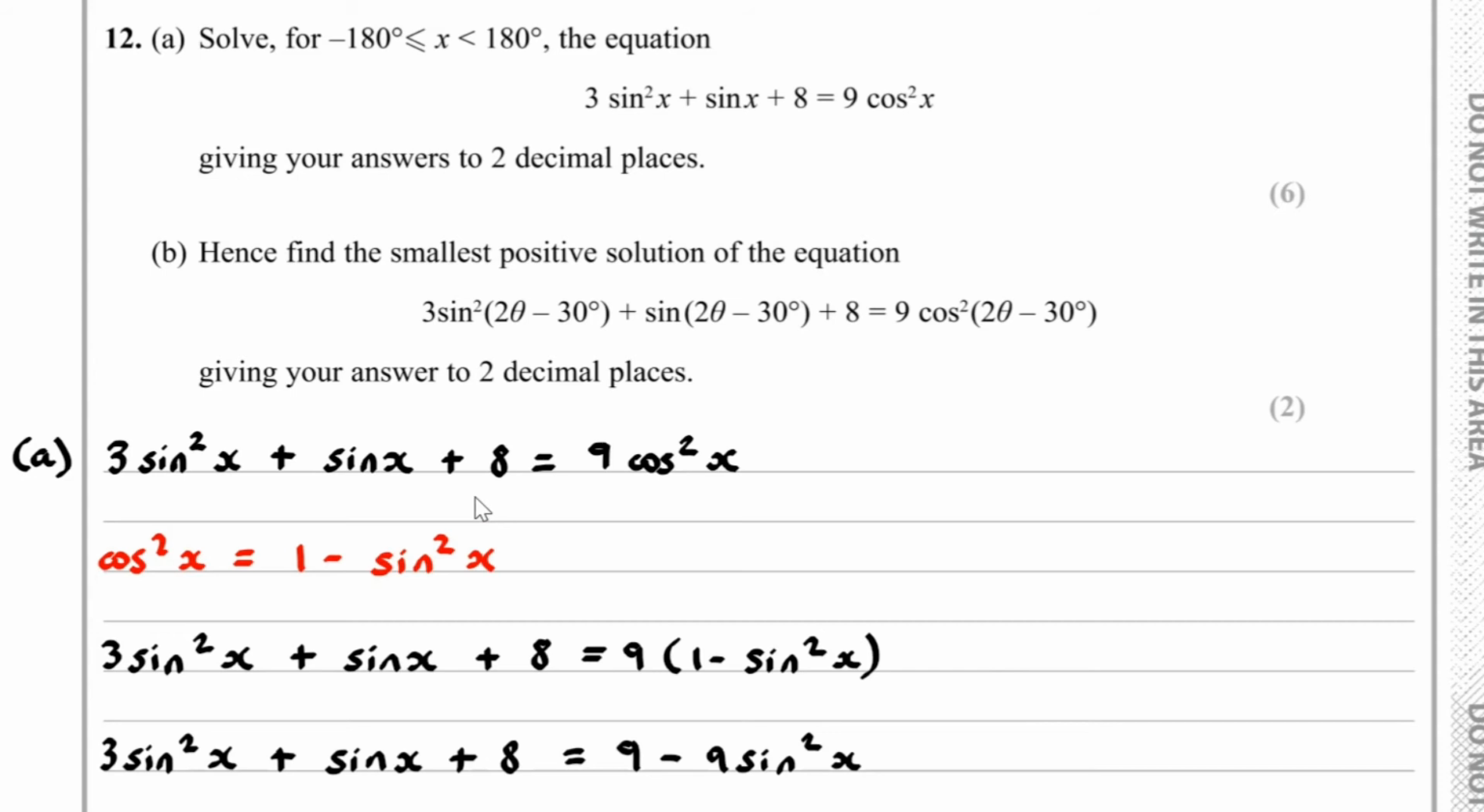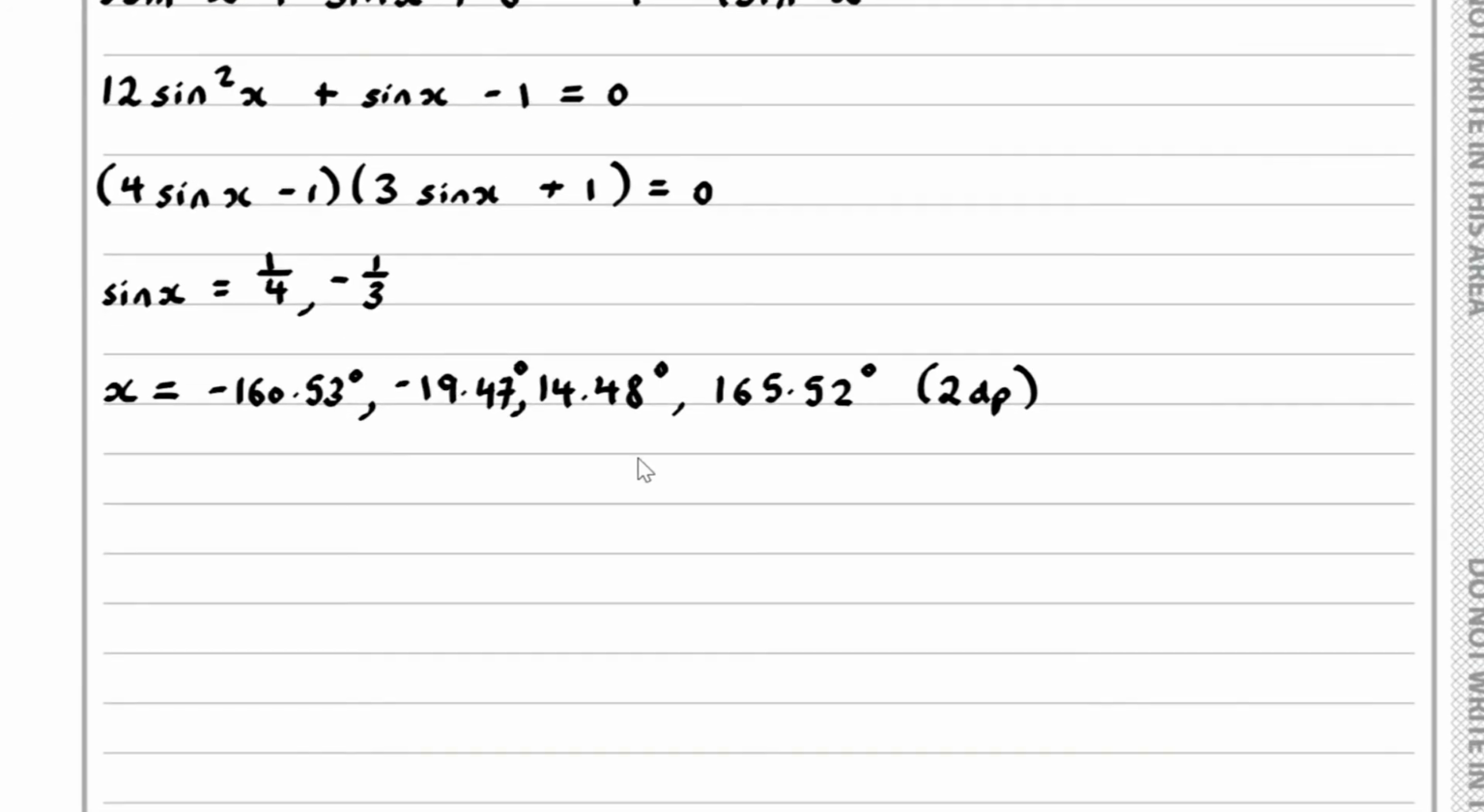And then we have to find the smallest possible solution, the smallest positive solution to the equation 3 sine squared of (2 theta minus 30) plus sine of (2 theta minus 30) plus 8 equals 9 cos squared of (2 theta minus 30), giving an answer to 2 decimal places. Well, what you can see here is the x has been replaced with 2 theta minus 30. So what I'm going to do is replace the x with 2 theta minus 30.